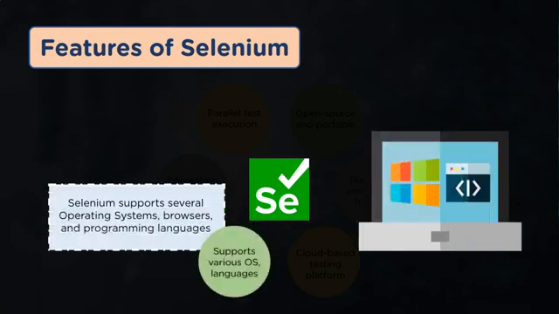Moving forth, the next feature states that Selenium supports various operating systems, browsers, and programming languages. The tool supports programming languages such as C#, Java, Python, PHP, Ruby, Perl, and JavaScript. If we talk about the operating systems, then Selenium supports operating systems like Android, iOS, Windows, Linux, Mac, and Solaris. And the tool also supports various browsers like Google Chrome, Mozilla Firefox, Internet Explorer, Edge, Opera, Safari, etc.